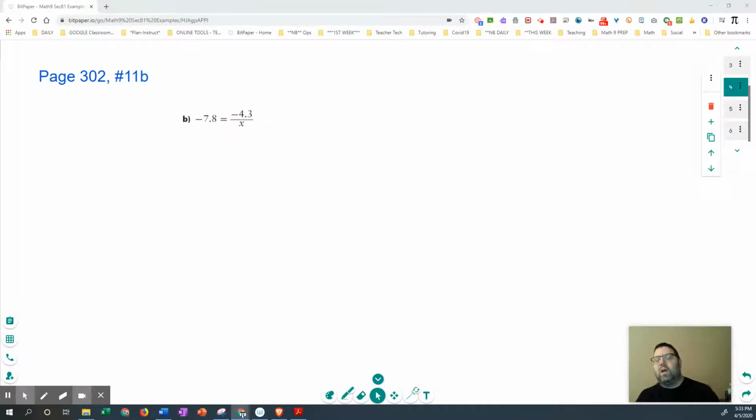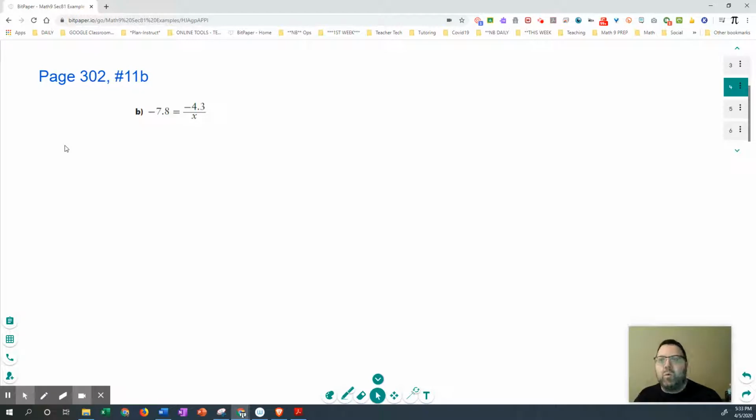Okay, grade nines, this is part two of helping you out with your week one homework. This is from page 302, and this is question 11B. Again, it looks like it's setting itself up for a cross-multiplying situation, so I'm just going to move this over a bit. Okay, we'll start here.